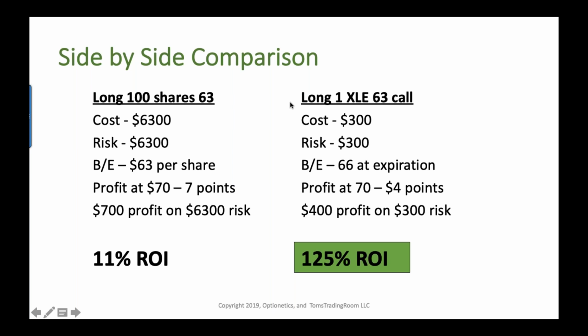If I'm long the XLE June 63 call, and let's say I paid $3 for it, that's $300 cost, $300 risk. Now, what I'm going to do is take 63 and add 3 to it. That's going to give me my break even at expiration of 66. If we get to 70, then my 63 calls are going to be worth $7. If I paid 3, 7 minus 3 is 4. That's my profit. $400 profit on $300 risk is 125%. And that's the big takeaway I want to show you as we're looking at this right now.